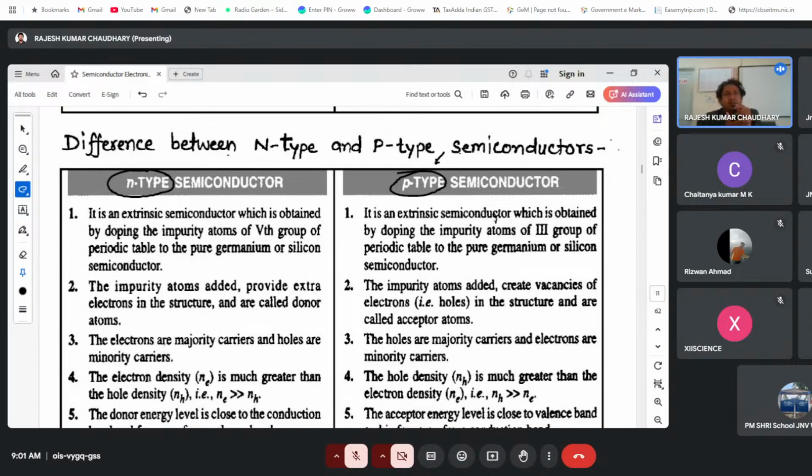Understood? What is the difference between p-type and n-type? Why is one called donor type and the other acceptor type? I hope you have got this one.